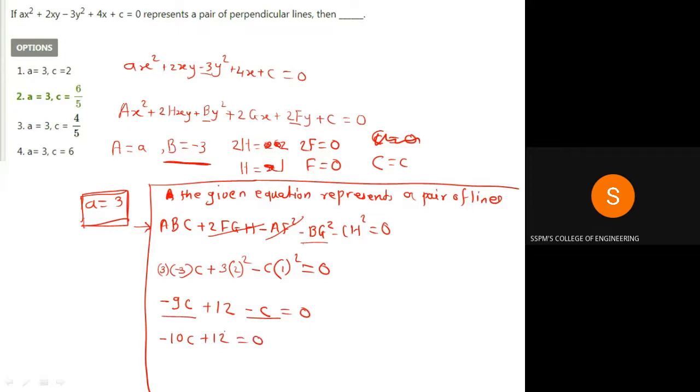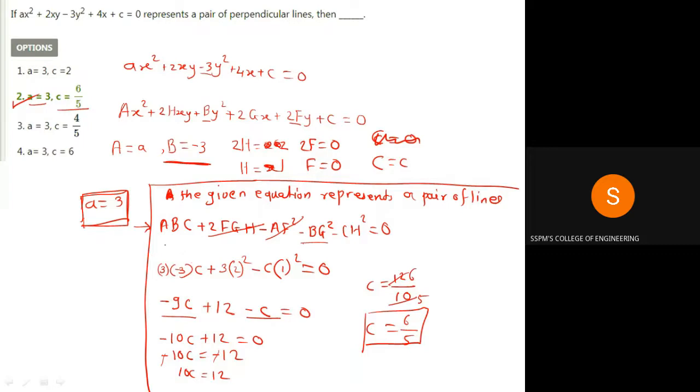So now we will subtract 12 on both the sides. That becomes minus 10c is equal to minus 12. So minus minus, they get cancelled. What remains? 10c is equal to 12. That means c is equal to 12 upon 10. 2 into 5 is 10, 2 into 6 is equal to 12. So c is 6 divided by 5. So this is the value of C, and we have already found the value of A. So this pair will be the correct answer. So A is equal to 3, C is equal to 6 upon 5. That is the correct option.